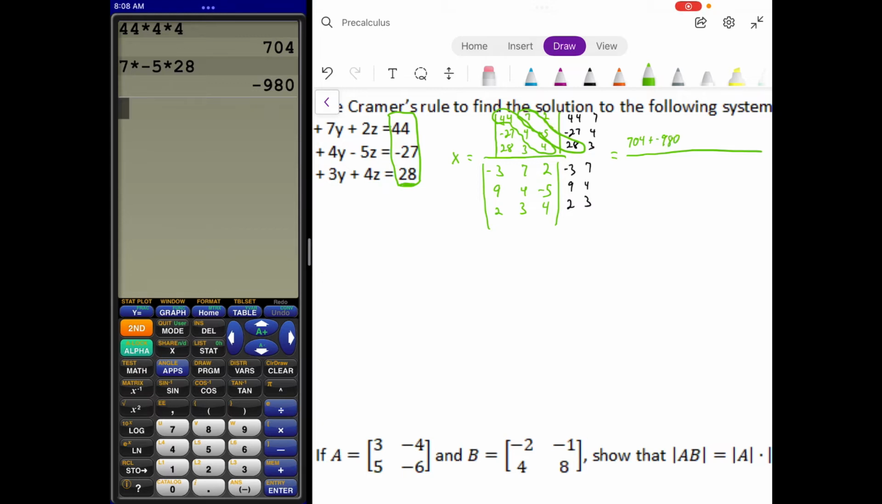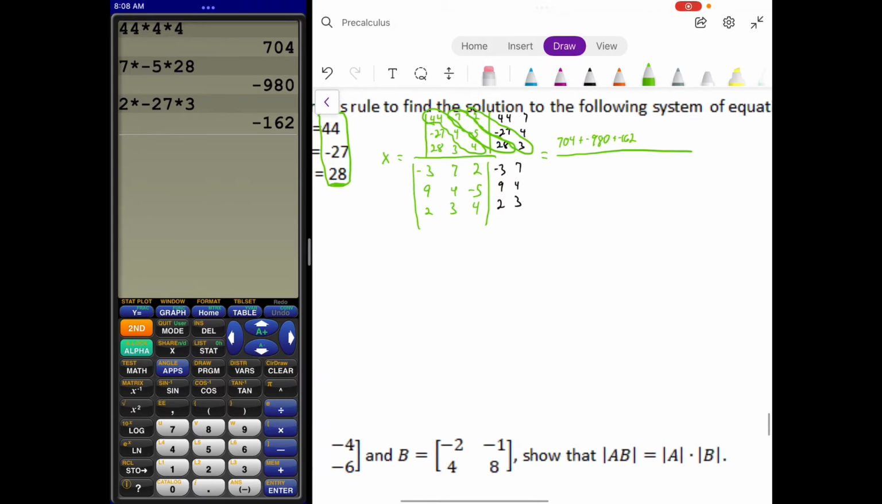And then 2 times -27 times 3. Now you could have put that whole thing in your calculator all at once if you wanted to, those three things, and then added them. And now we're going to come back the other way. Remember, we subtract. And then we come back the other way.